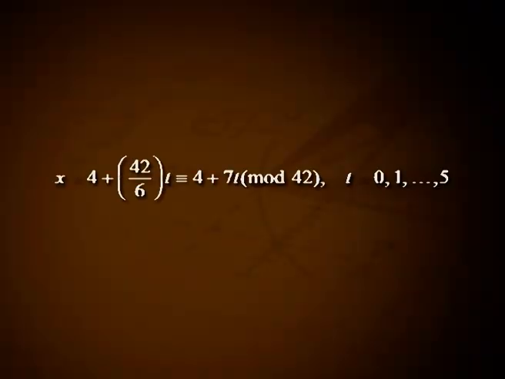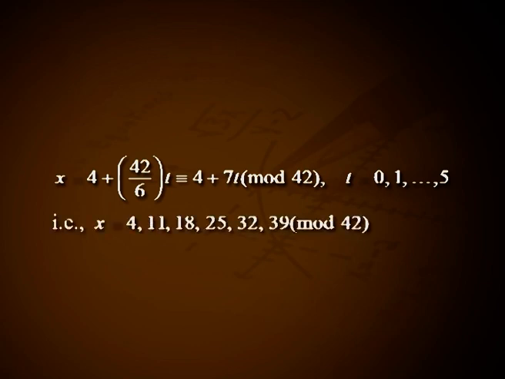x = 4 + (42/6)t ≡ 4 + 7t (mod 42), t = 0, 1, 2, ..., 5. That is, x ≡ 4, 11, 18, 25, 32, 39 (mod 42).